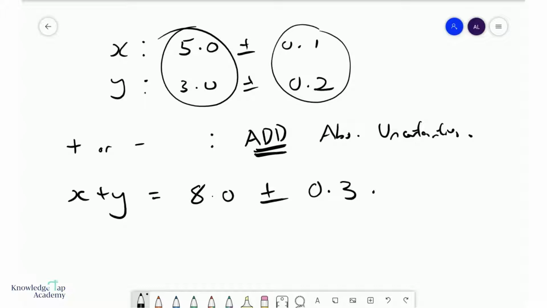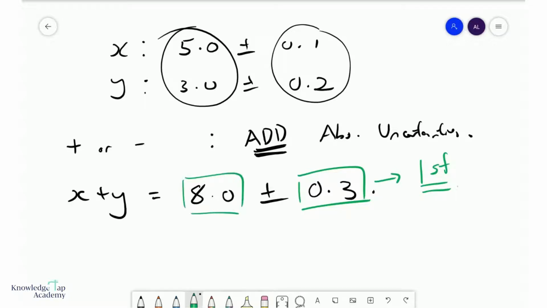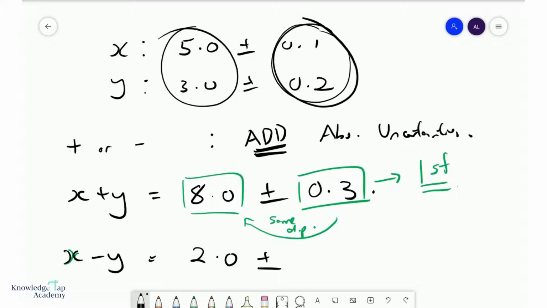That's all. Now, take note always in your final answer that your absolute uncertainty must always be given to one significant figure, and your measured value should follow the number of decimal places of your absolute uncertainty. Always remember that. Now, let's take this further. Suppose we now perform x minus y. So 5 minus 3 is 2. But you must still add the absolute uncertainties. So this is still plus minus 0.3. Make sure you remember that.